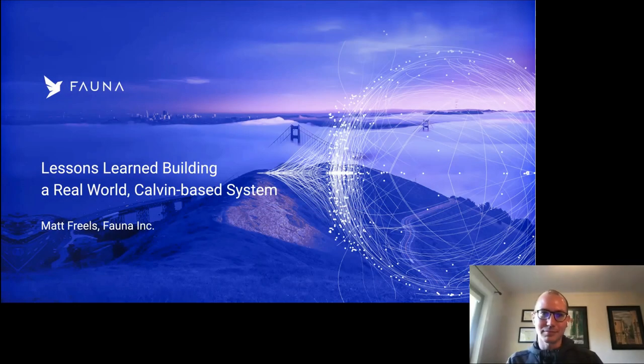The pandemic continues, so let's talk about databases. Today, we're excited to have Matt Freels. He's the co-founder and former CTO of Fauna, but now he's the chief architect. Prior to that, he was a technical lead at Twitter, and that's where they learned about distributed databases. And they said, okay, let's go build a better one. And that's how Fauna got started.